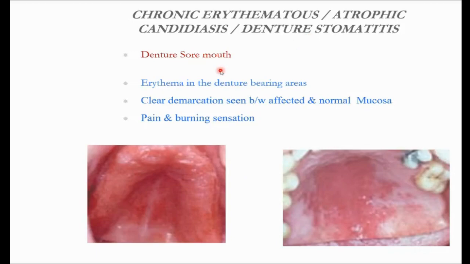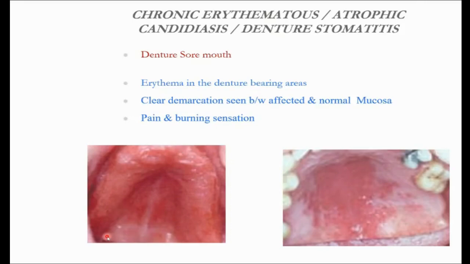Denture sore mouth is the other name, so it's similar, so it's easy to remember. Okay, so as the name implies, it is associated with people who are wearing dentures. So erythematous areas are seen right underneath the area of the dentures which are worn by the patients. So why do you think it happens? Why is there a candida lesion underneath the denture area?